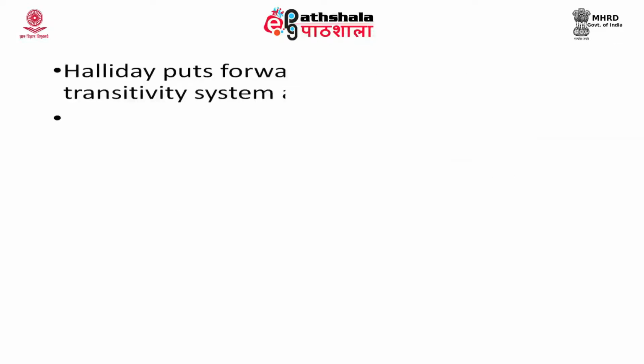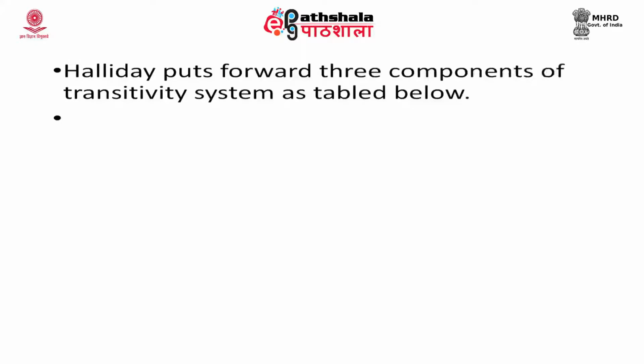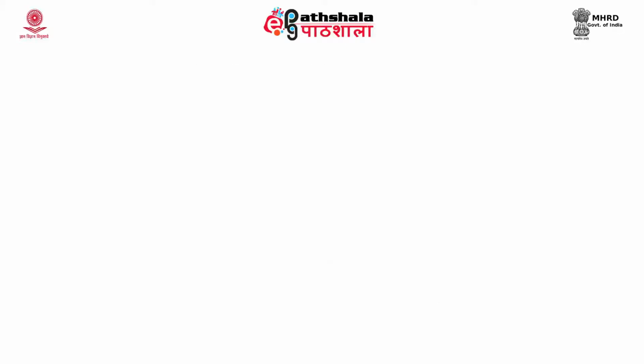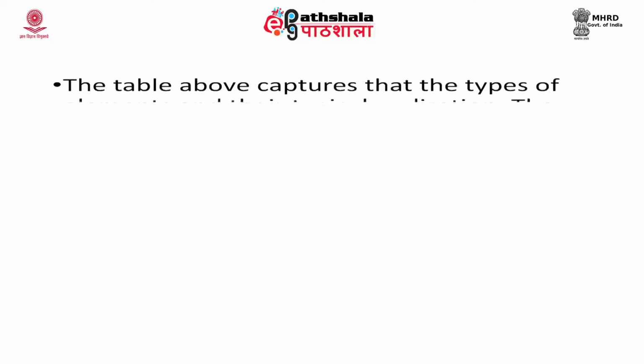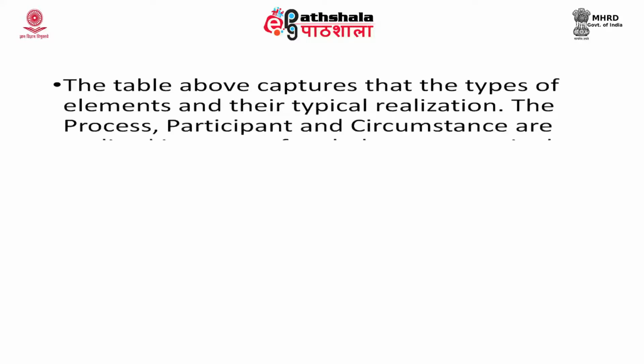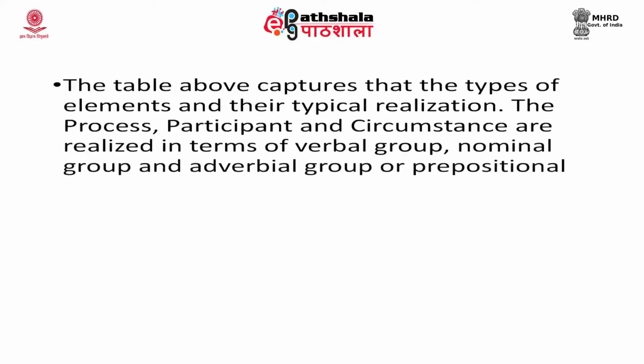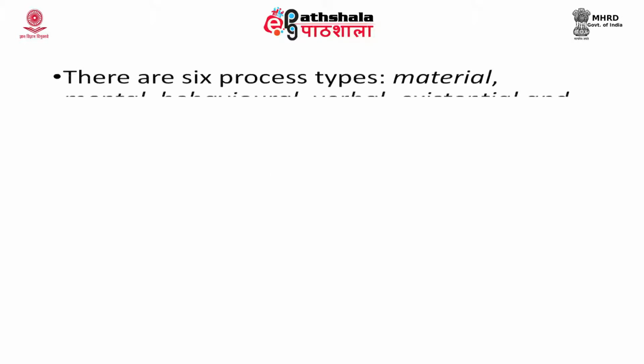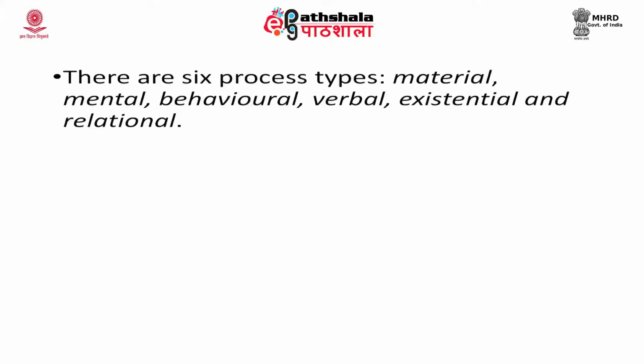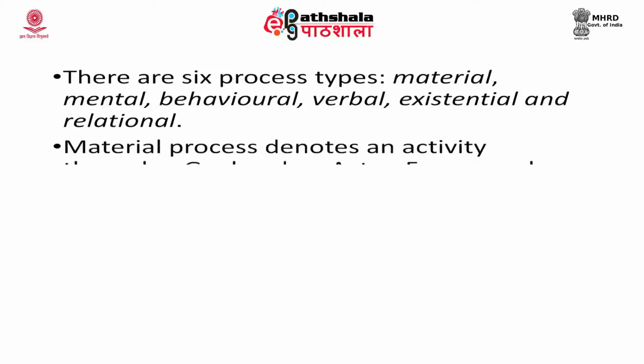Halliday puts forward three components of the transitivity system in the form of a table, which I have provided to all of you in your module. The table captures the types of elements and their typical realizations: the process, participants and circumstances are realized in terms of verbal group, nominal group and adverbial group or prepositional phrase. There are six process types: material, mental, behavioral, verbal, existential and relational.